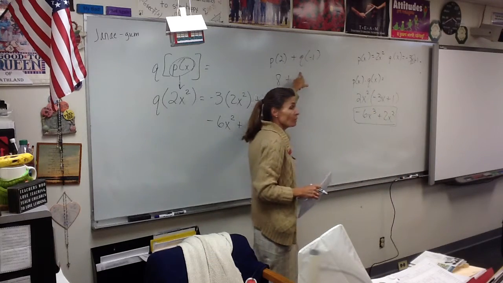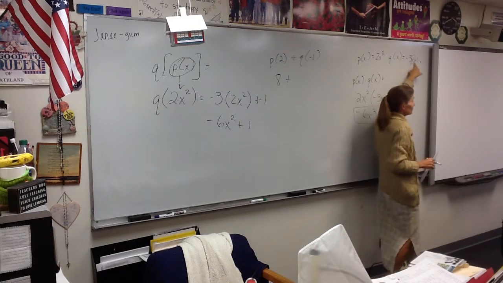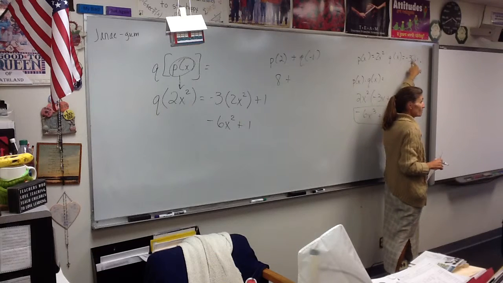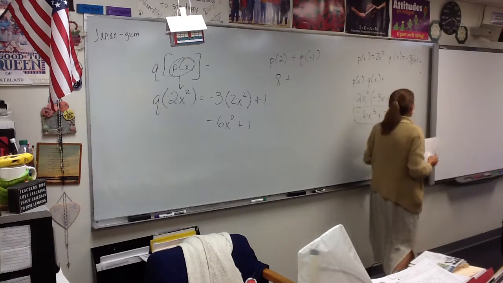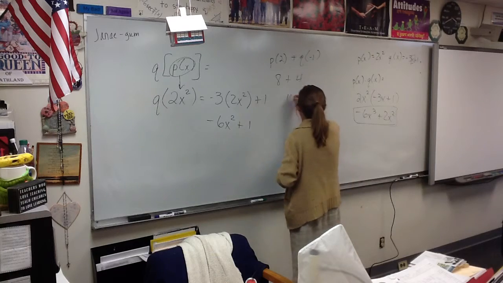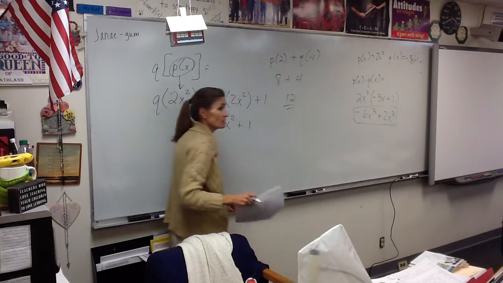Now I want Q of negative 1. Negative 3 times negative 1 plus 1. What is that? 4? So the answer to the problem is 12.